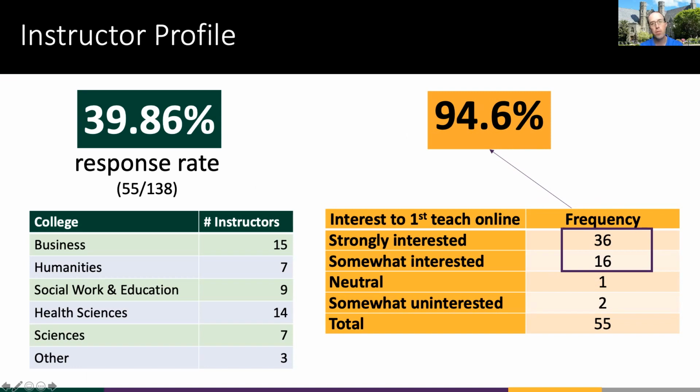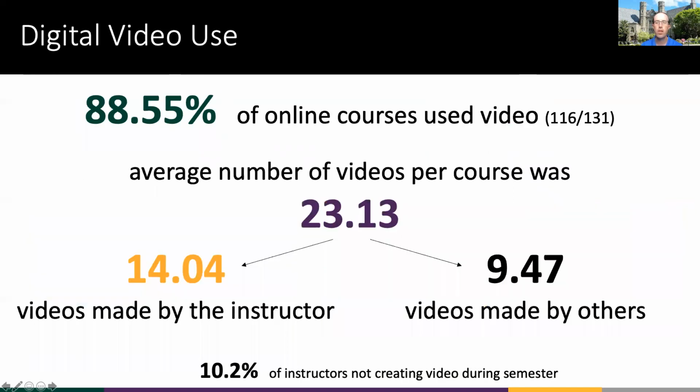As you can see with the table on the right, the conditions at this university led to 94.6% of instructors indicating they had some level of interest to teach their first online course. Now, 88% of the 131 courses in the survey data were using video.